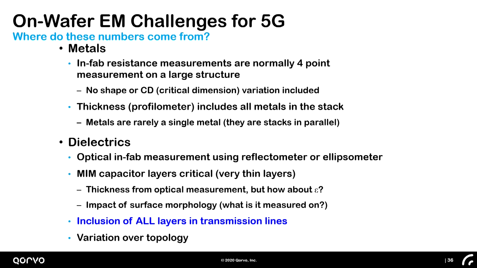Optical in-fab measurements use a reflectometer and ellipsometer to measure, especially for MIM capacitors. They do an optical measurement and look at the fringes that come back to figure out how thick it is. This has got some problems, but there's ways around it. I'll show that in a second. So you get thickness from that, but they don't get epsilon from that. The surface morphology can matter, like what are you measuring it on? You're measuring on a metal, on silicon, on GaAs wafer, they're all different.